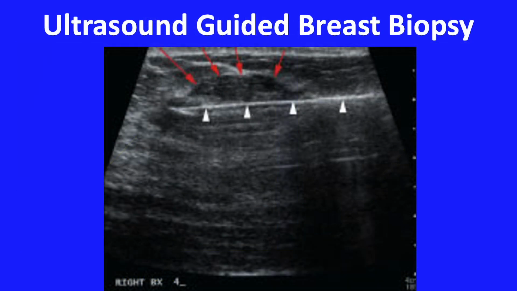Having found a suspicious mass, what next? Using local anesthesia, ultrasound-guided minimally invasive core needle biopsy is the typical procedure. In this case, a BI-RADS 3 mass was confirmed to be a benign fibroadenoma. In the image, the needles are indicated by the white arrowheads and the mass by the red arrows.